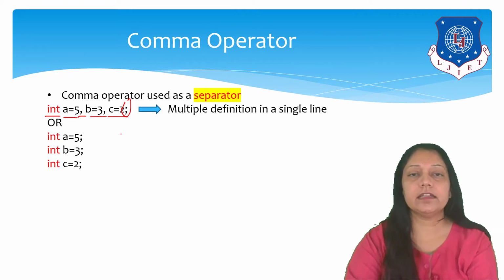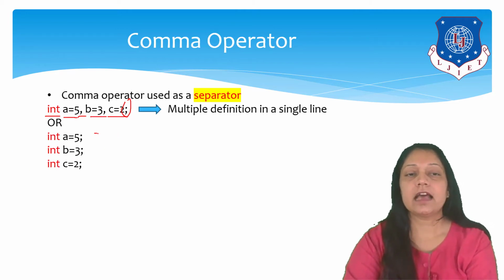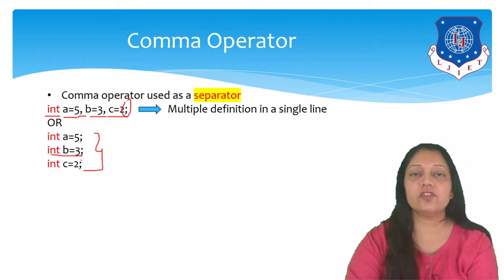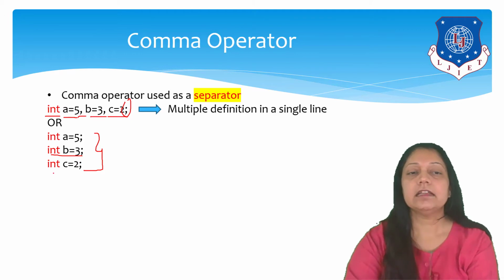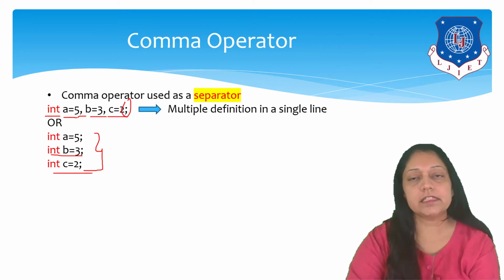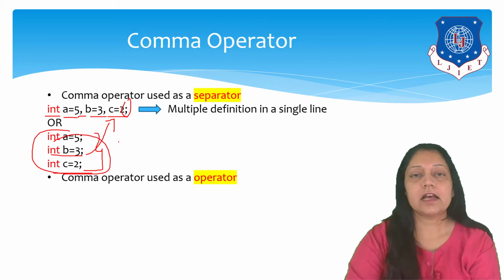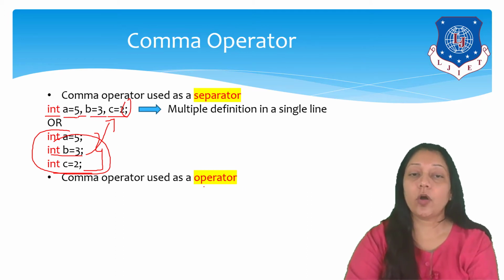The same thing we can do in another way also. How? I have three lines. In each line, I have mentioned integer a equal to 5. That is the declaration of the first variable a. In the second line, I have the declaration of the variable b whose initial value is 3. Again, it's of integer data type. In the third line I am declaring a variable c whose initial value is 2. This also is of integer data type. So instead of doing this in three different lines, we can use a comma operator and do it in one single line.